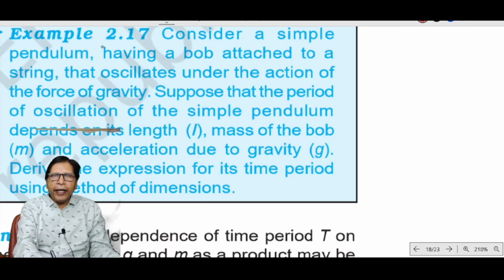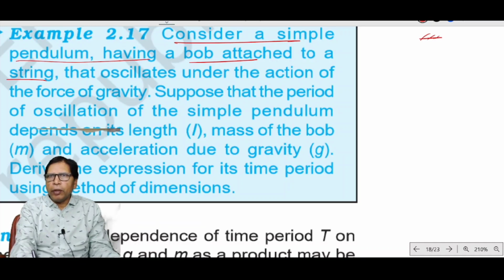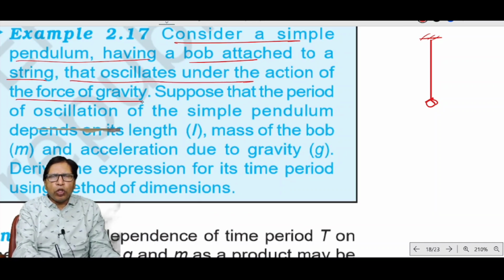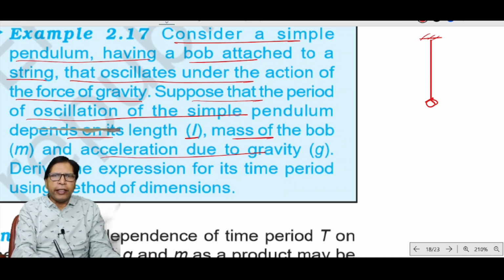Now look at this, deducing the relation among physical quantities. Okay, now take an example. Consider a simple pendulum having a bob attached to a string. Suppose this is a pendulum, and this is the bob, that oscillates under the action of the force of gravity. Suppose the period of oscillation of a simple pendulum depends on length, mass of the bob, and acceleration due to gravity. Derive the expression for its time period.